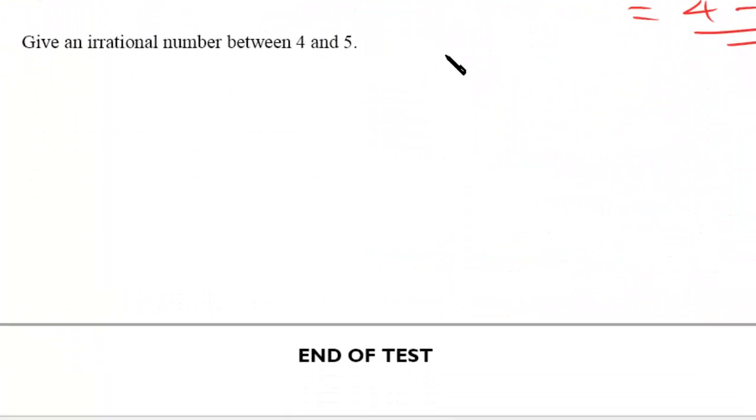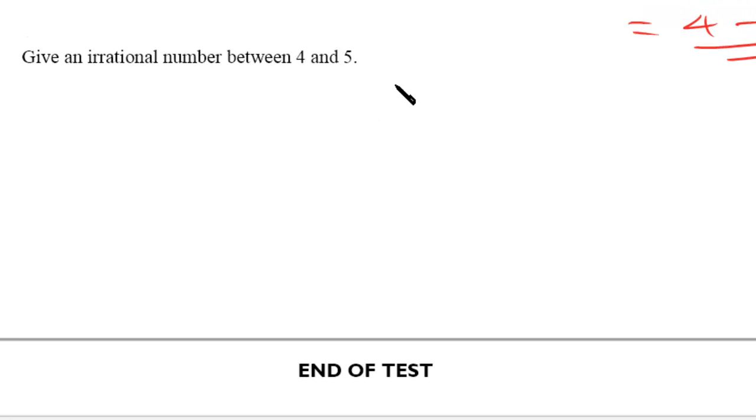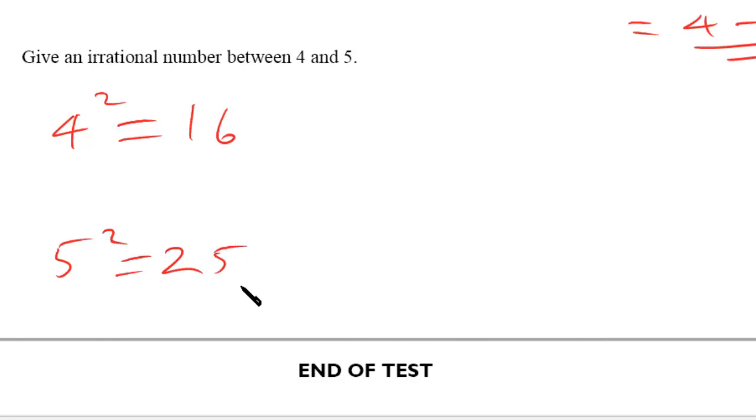Now here's a tricky question. Give an irrational number between 4 and 5. Without a calculator, this is not easy. Even with a calculator, it's not easy to pick an irrational number. Remember, we're looking for square roots of numbers which are not square numbers. So the easiest thing to do is to square these two numbers. 4 squared equals 16. 5 squared equals 25.